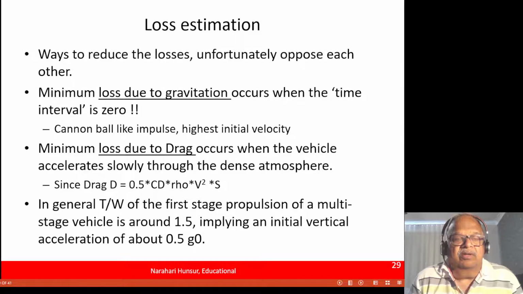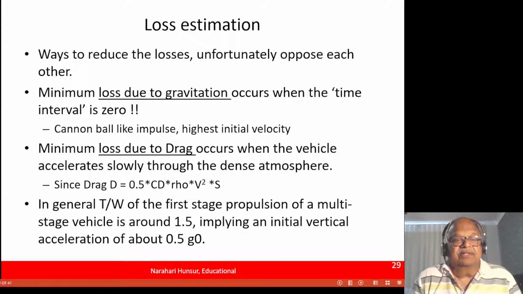It's like a cannonball or a gun bullet: highest initial velocity at the instantaneous time. So this will have a very low gravitational loss. But when you have the highest velocity at the surface of the Earth, where the air density is also high, the drag will be enormous.